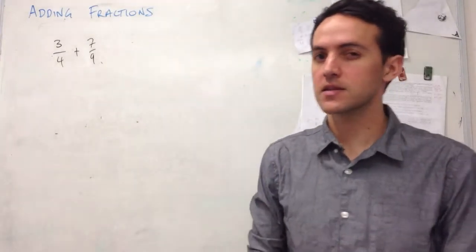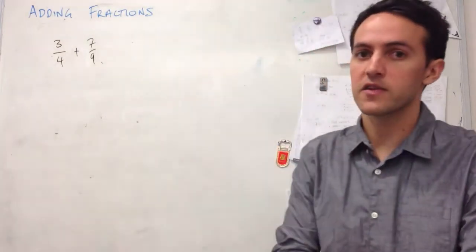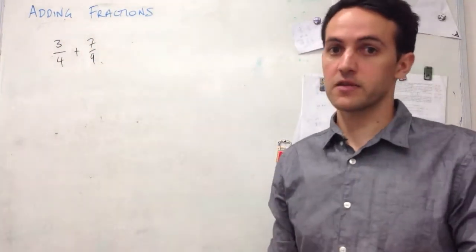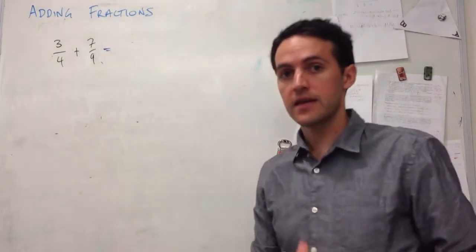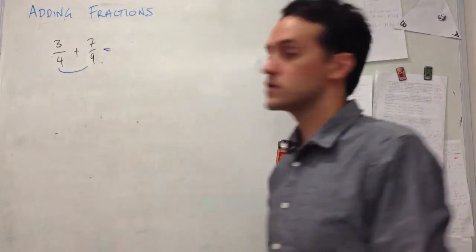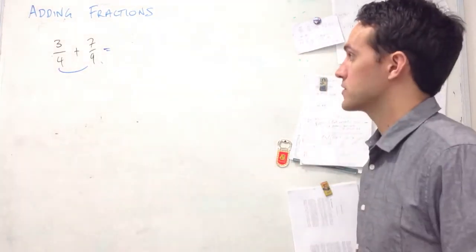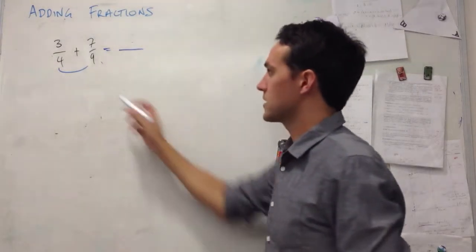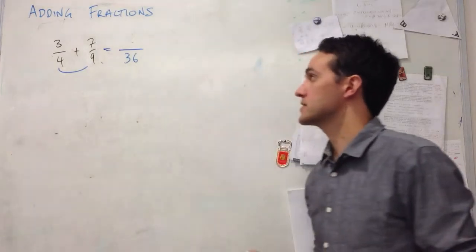So the denominators essentially determine the size of these pieces, if we think about it. So we can't add the 3 plus 7 because we're adding things of different sizes. So what we first need to do is change these into a common denominator. We do that by finding a common multiple of these two numbers. Now we can always find a common multiple by multiplying the two numbers. So in this case, we change the denominators into 36s because 4 times 9 is 36.